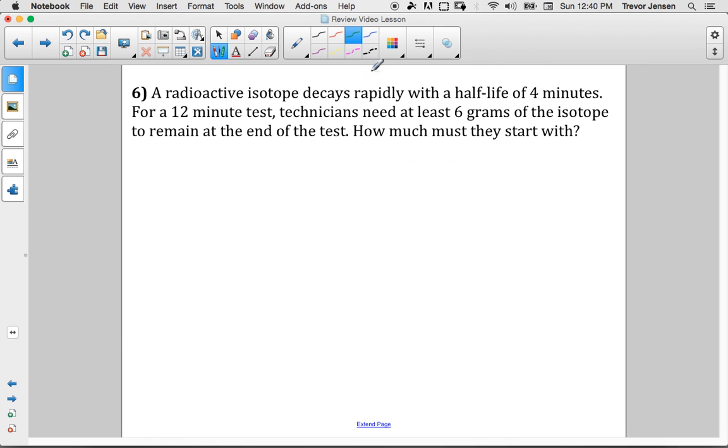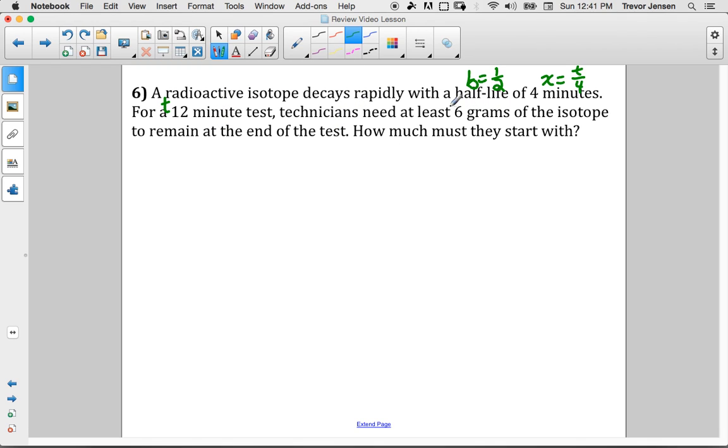This question is going to be a little bit different. A radioactive isotope decays rapidly with a half-life. So it's another half-life. That tells us our decay factor is a half, every 4 minutes. So it gets cut in half once every 4 minutes. So x, the number of times it gets cut in half, we have to take our total time and divide it by 4. For a 12-minute test, okay, so there's our total time, there's our t-value. So we're going to have to do 12 divided by 4 to figure out how many times it's going to be cut in half.